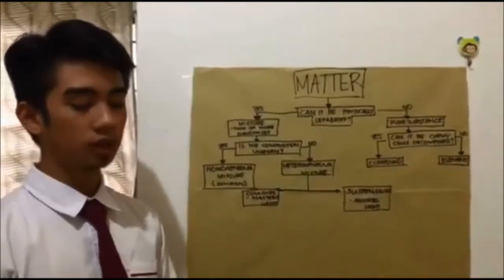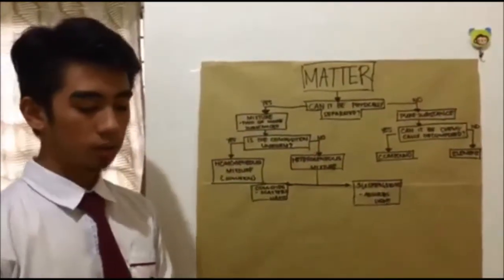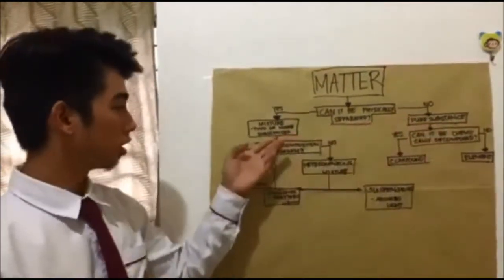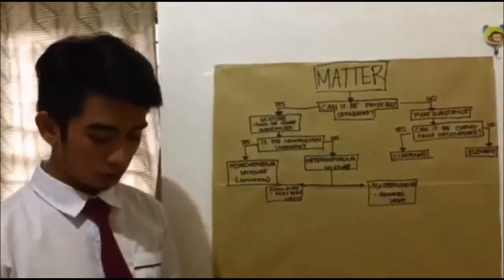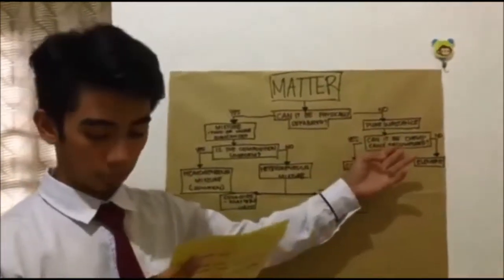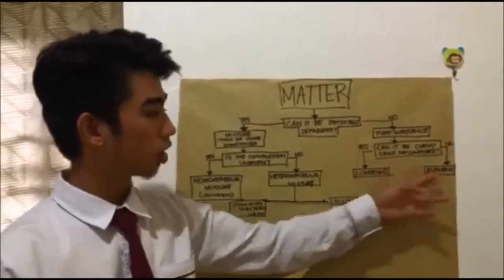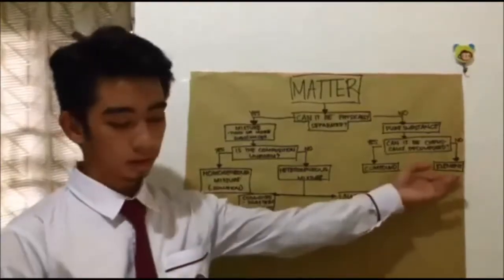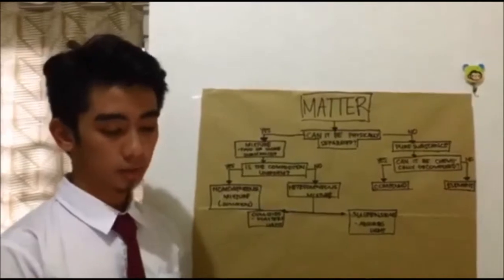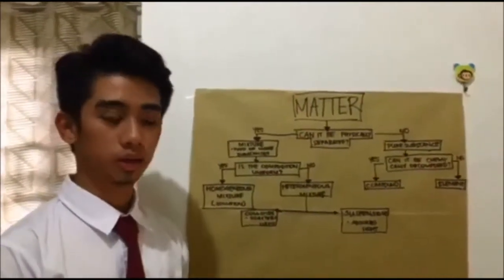This is the preview of classification of matter. All matter can be classified as either pure substance or mixture. Pure substance can be classified either as element or compound. Element. Element is composed of identical atoms. Example, copper wire, aluminum foil, and gold.